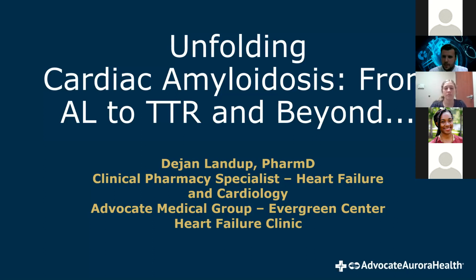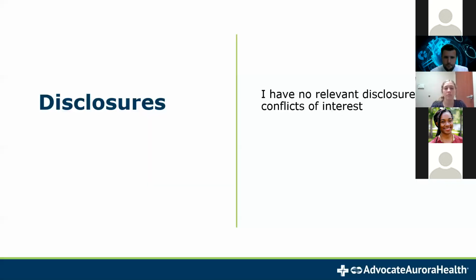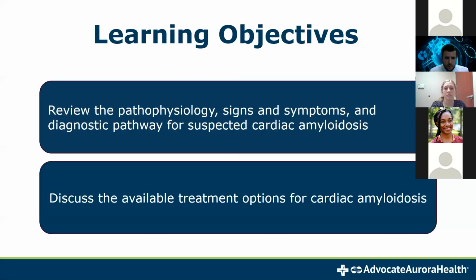And our goal today is to unfold cardiac amyloidosis, and with the first half of the webinar, talk about the background and treatment of this disease. I have no relevant disclosures. So the first half of the webinar, the goal is to review the pathophysiology, signs and symptoms, and the diagnostic pathway for suspected cardiac amyloidosis, and then discuss the available treatment options for amyloid cardiomyopathy.